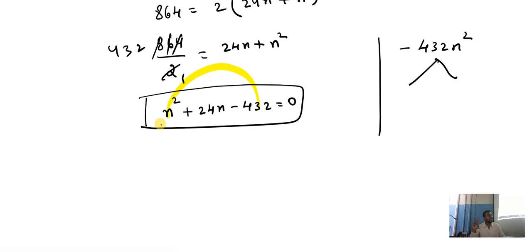Second condition: see here, write 432, take LCM. And how should you take the LCM? Listen carefully. The LCM should not be like 5, 6, 7, 8, like we have done prime factorization. Like that it should not be there. Within 2 or 3 steps you should get the answer. So you have to take the LCM in that way.